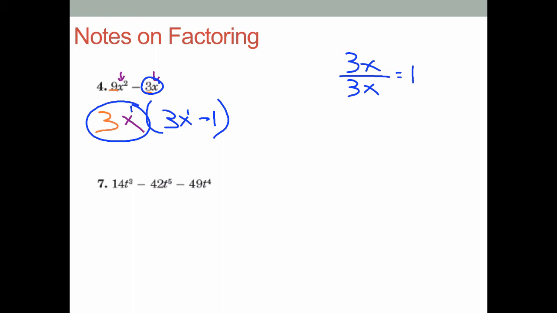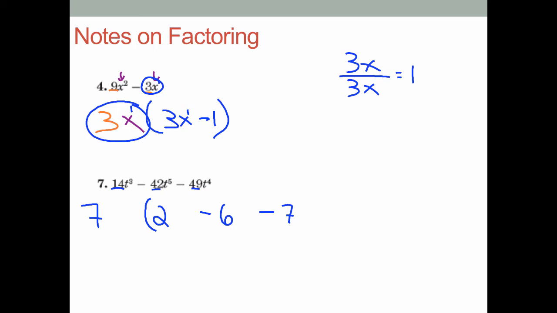I can also pull out multiple variables. So in this case, you see a 14, a 42, and a 49. All of those have a common 7. So I'm going to pull out a 7. In my parentheses, I would be left with 2t something minus 6t something minus 7.